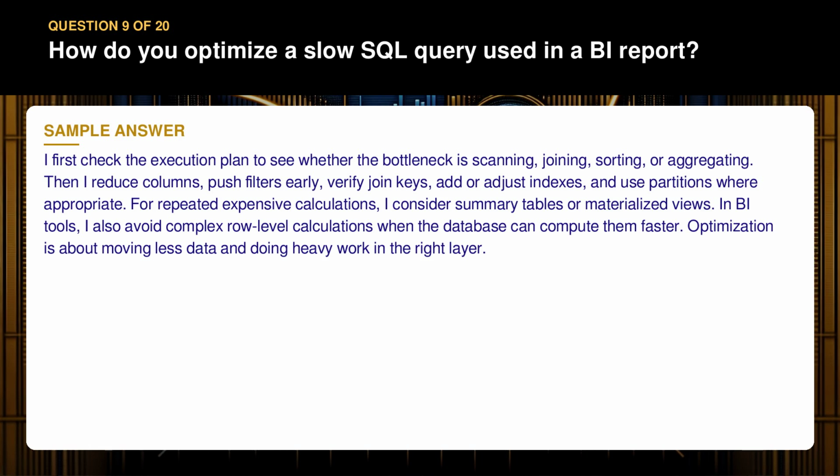I first check the execution plan to see whether the bottleneck is scanning, joining, sorting, or aggregating. Then I reduce columns, push filters early, verify join keys, add or adjust indexes, and use partitions where appropriate. For repeated expensive calculations, I consider summary tables or materialized views. In BI tools, I also avoid complex row-level calculations when the database can compute them faster. Optimization is about moving less data and doing heavy work in the right layer.